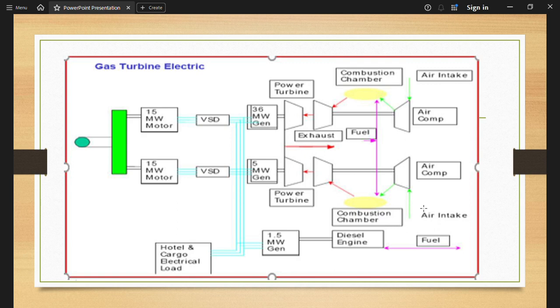So gas turbine electric, when we speak about it, it is the same thing, you can just have a look at the diagram. I'll just pause for a while. You can see here.